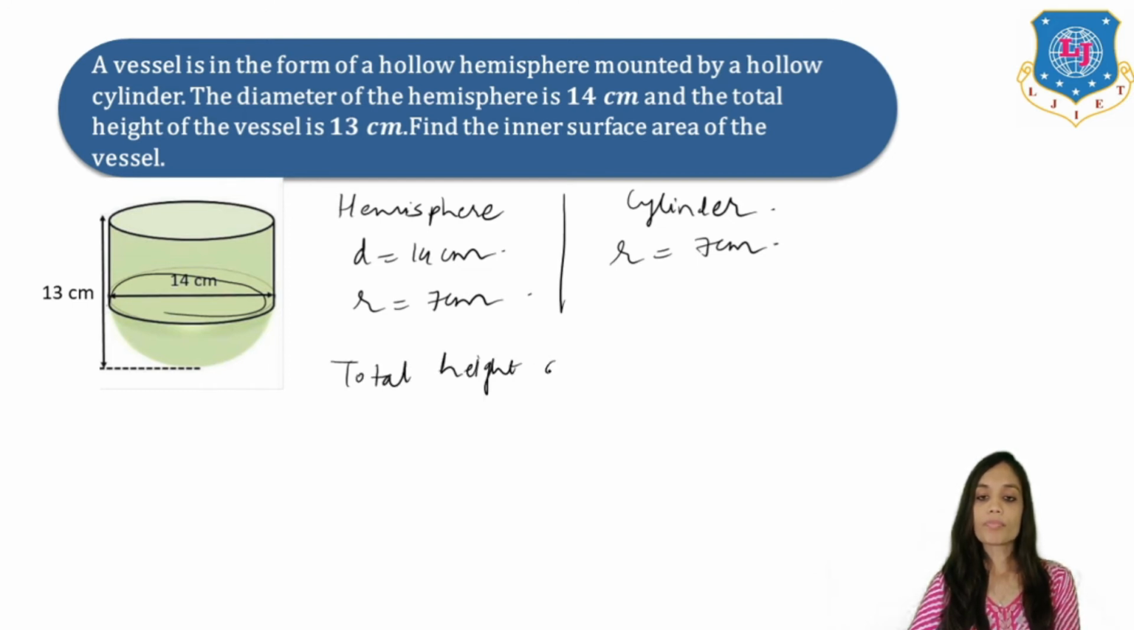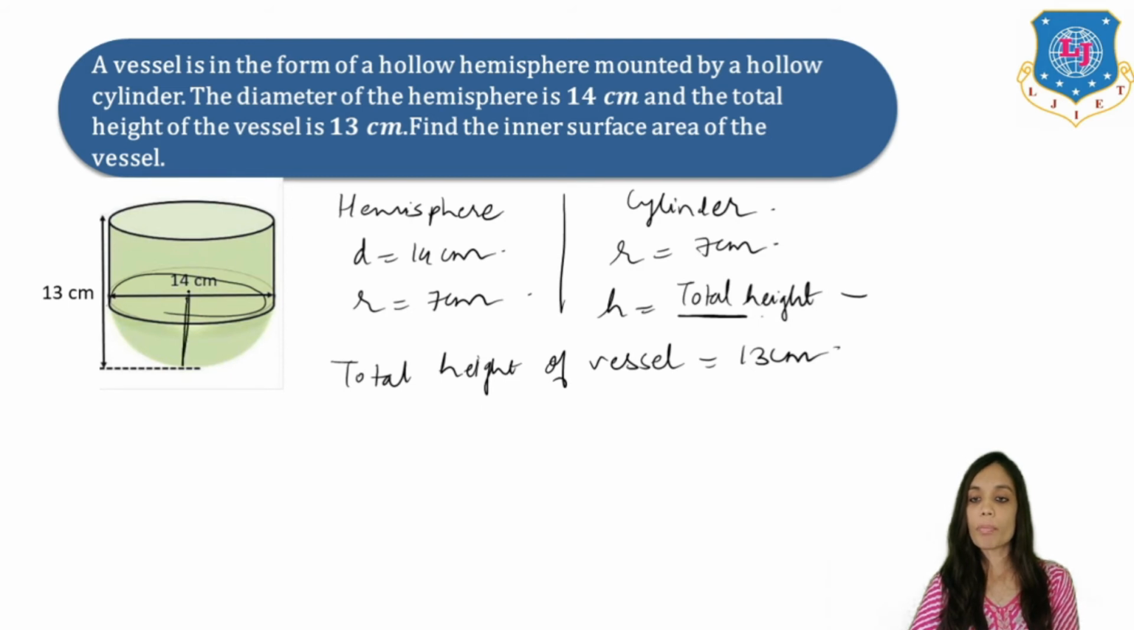Now you are given the total height of a vessel. Total height of the whole vessel, that is 13 centimeter. But I want the height of the cylinder. So what will be the height of the cylinder? Total height minus, you can see we have to subtract this.